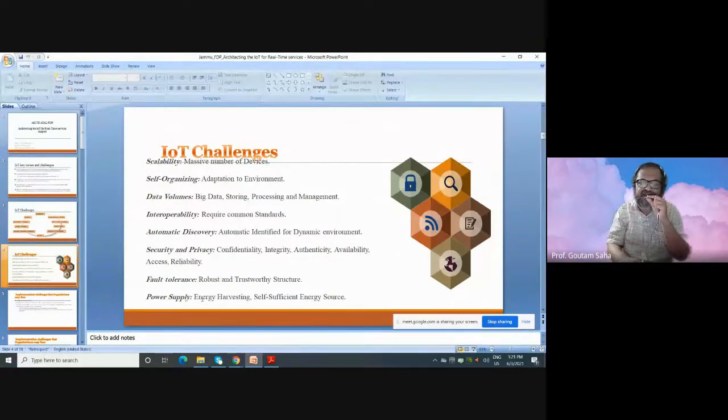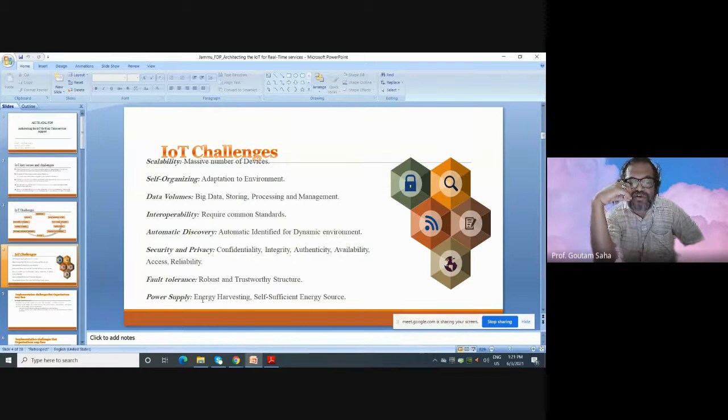Power means all the sensors are standalone sensors driven by battery. So their power consumption is very much limited. Power is really a problem for all the IoT systems.